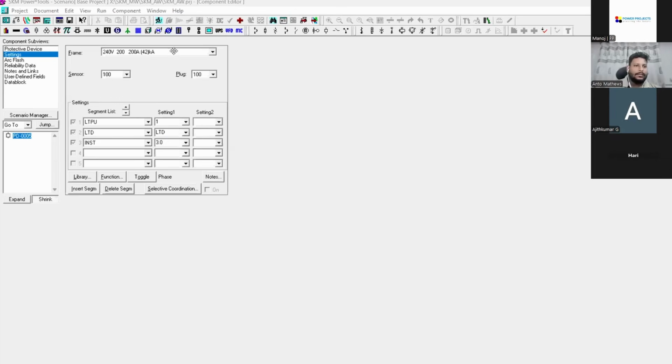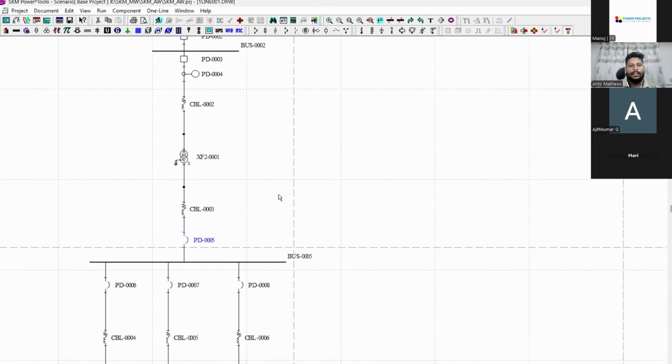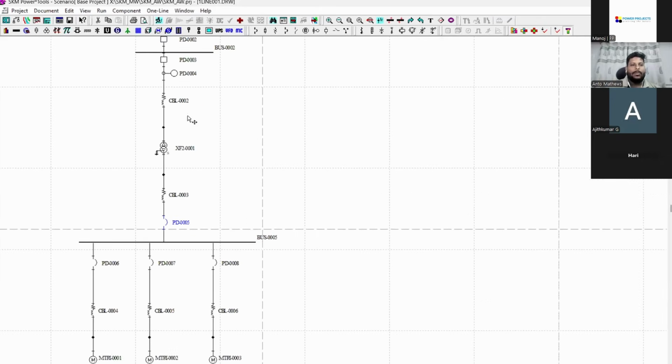Yeah. So my voltage level is 480, right? And the current which I am considering is 3000 amps, 480. So I can go with 1800. Now my protected device for LV is done, the same way I modeled the HV.